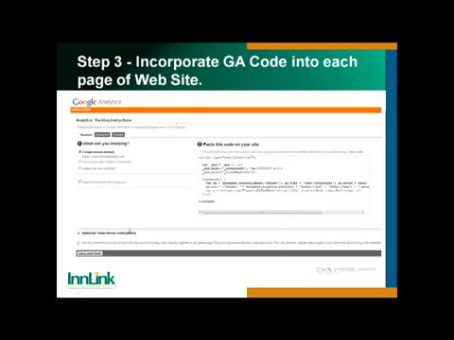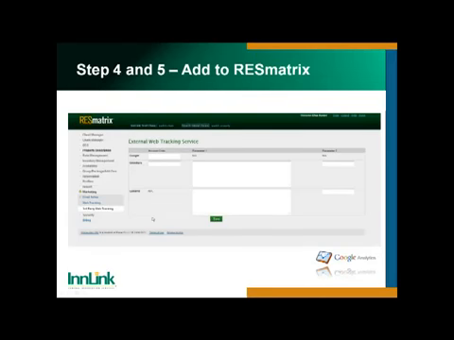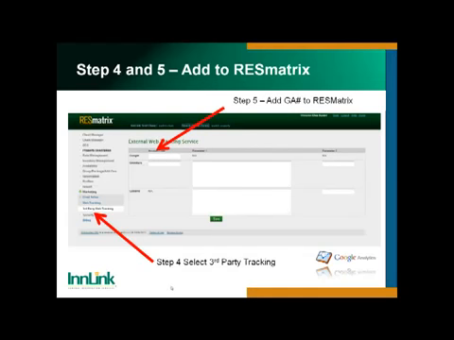Step 3, incorporate the Google Analytics code into each page of your website. This is where your webmaster will know how to do this and where this plugs into your website. Step 4, go to ResMatrix and select your third-party tracking. Then this page will pop up. Then at this point, step 5 is you'll add your Google Analytics number to ResMatrix right here.